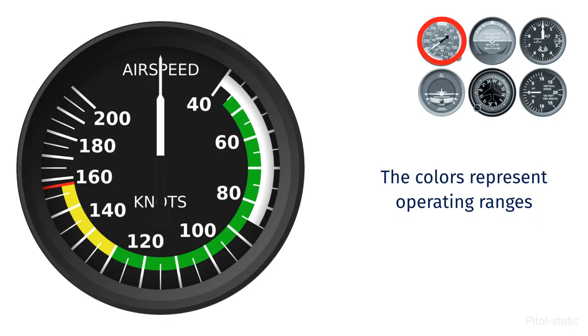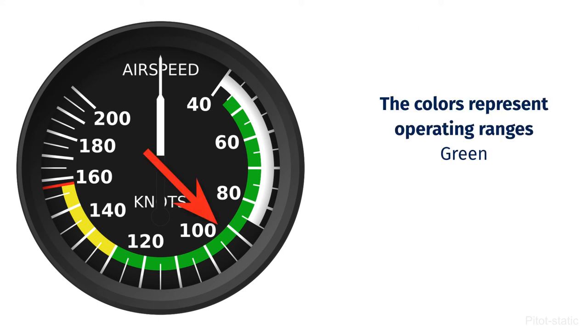Now let's dig into the indicator itself. There's quite a bit of information available on this instrument, and some of these are critical safety factors. The most essential interpretation is that this is a dial showing knots with major numbers in increments of 20. There are large white tick marks around the edge of the dial every 10 knots, and smaller white tick marks every 5 knots. And you'll note all the colors. Each of these represents a range.